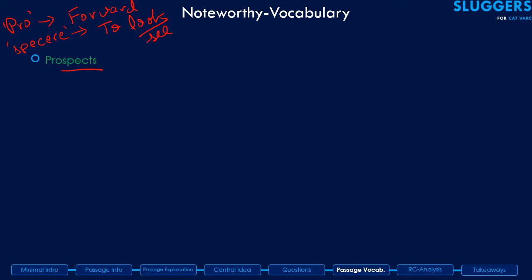So in the context of the passage, I think the sentence went something like: the prospects are less than rosy, right? Can the mega events benefit the host cities? Well, it depends on certain factors, but the prospects, that means the possibility, the likelihood of that happening, is less than rosy. So prospects in this context meant the likelihood of occurrence of a future event. In this case, the future event was an economic benefit accruing to the host cities from the mega event.